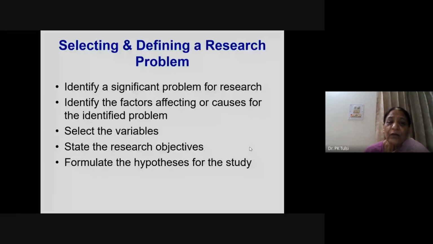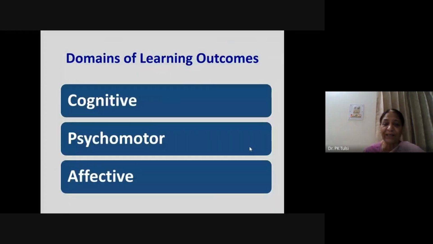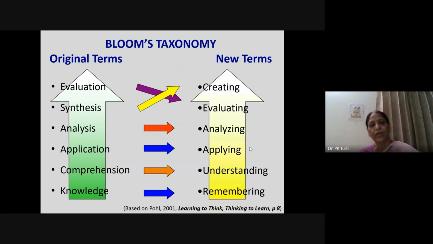Now, when we say these can be categorized into three components, let's find out in the cognitive domain what are the different levels of learning outcomes. This is the older or the original terminology which was used by Bloom in case of educational objectives. He used the terminology knowledge, comprehension, application, analysis, synthesis, and evaluation as the outcome of learning.